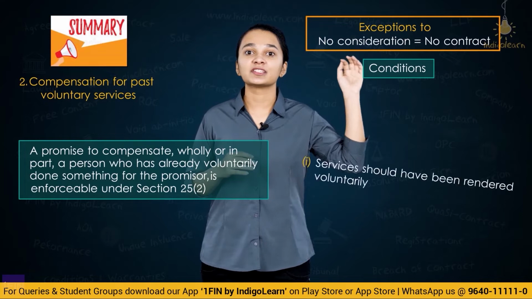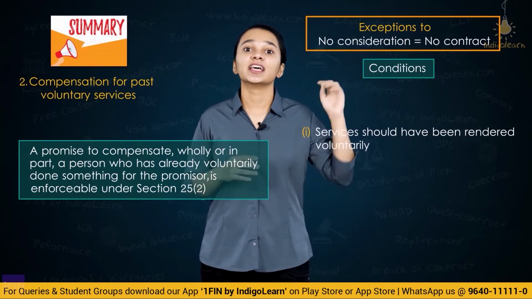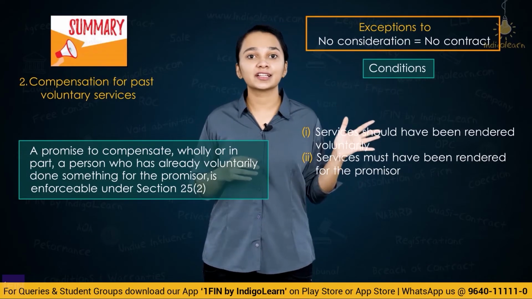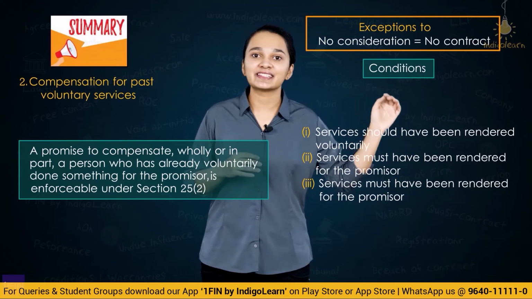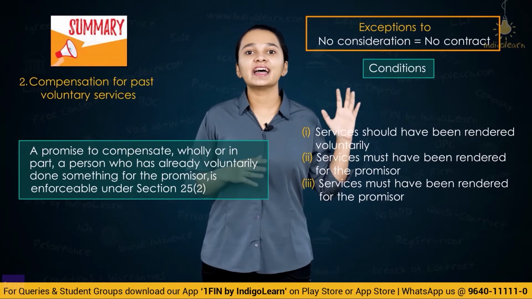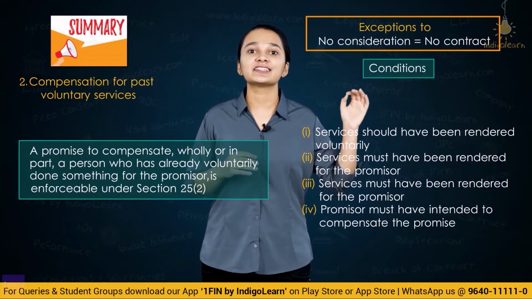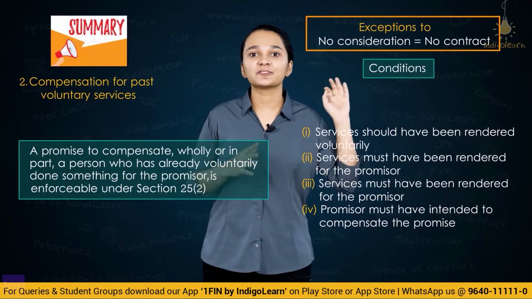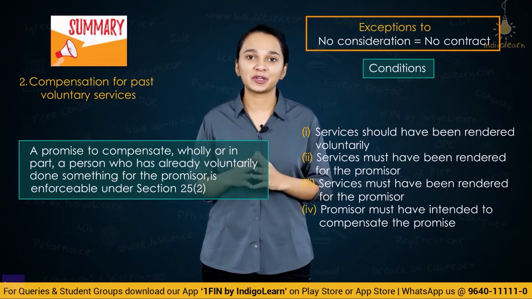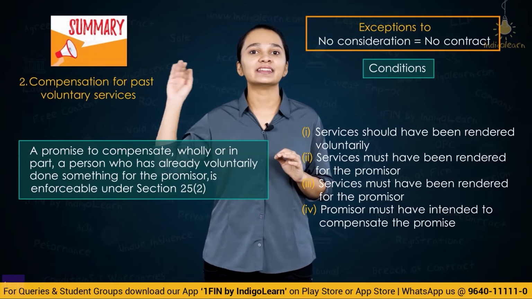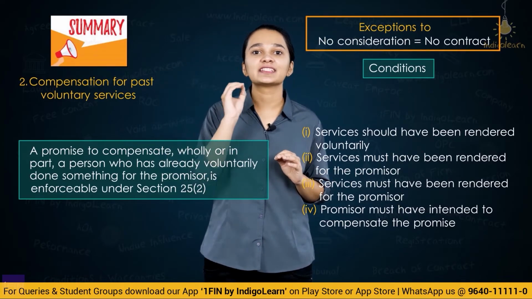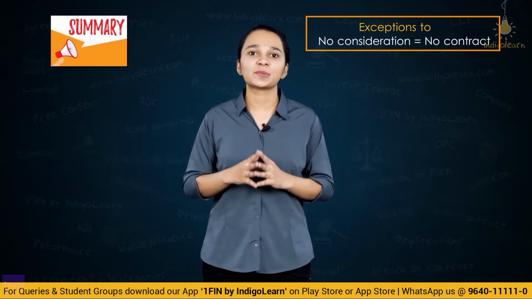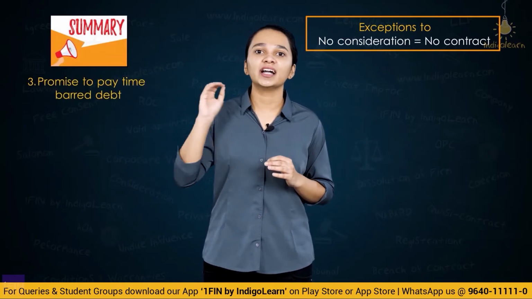First condition was the services which are rendered must be voluntary services. The second condition was the services must be rendered for the promisor. The third condition was the promisor must be in existence when the services were provided. And the fourth one was that the promisor must intend to compensate for the services. The promisor must have an intention to compensate for the voluntary services which were provided to him. So this was the second exception, and this second exception is given in section 25 subsection 2 of the Indian Contract Act 1872.